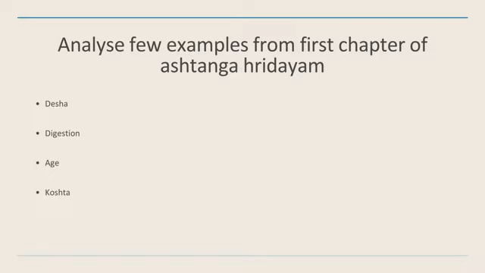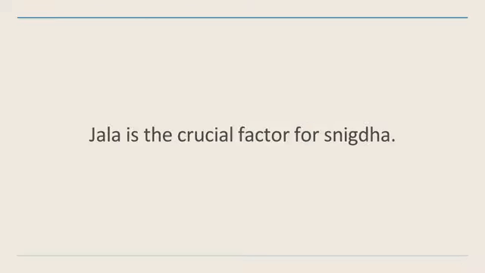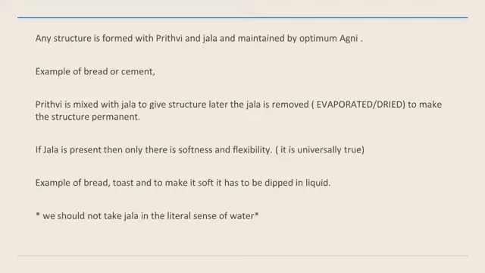And how things can be twisted. So in this whole idea, we say jala is a crucial factor for snigdha. Anything becomes snigdha only in the presence of jala. Any structure is formed with prithvi and jala and maintained by optimum agni. For example, if you want to make a bread, you take some wheat flour, you put water, and make a dough. Now dough has a snigdha nature, and you can give it any kind of shape. And once you give it a shape, you dry it with the help of an oven or heat. And as the jala evaporates, the soft nature changes, and it becomes permanent.